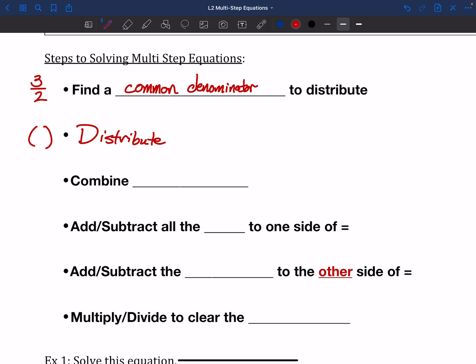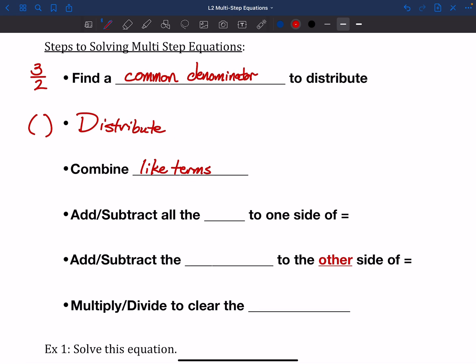After we distribute, we need to combine any like terms that we have, right? So we might not have too many like terms, right? We might not have any, right? So again, we might be able to skip this step entirely. However, we do need to make sure that we check and see, do we have any? Right? After that, it becomes a little bit more familiar with what we were doing before, right?